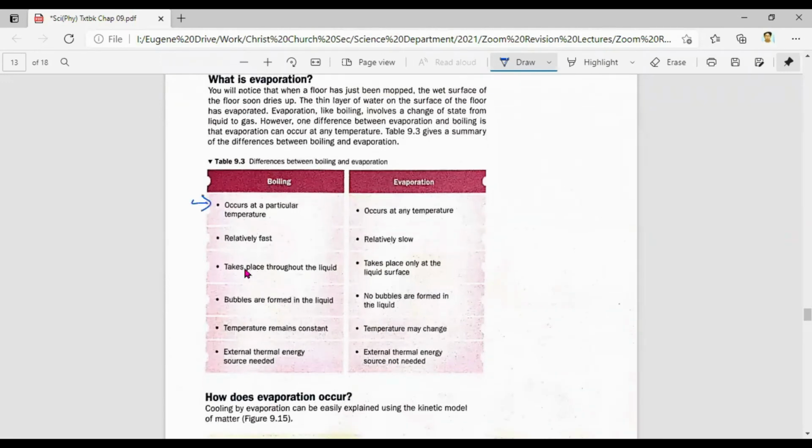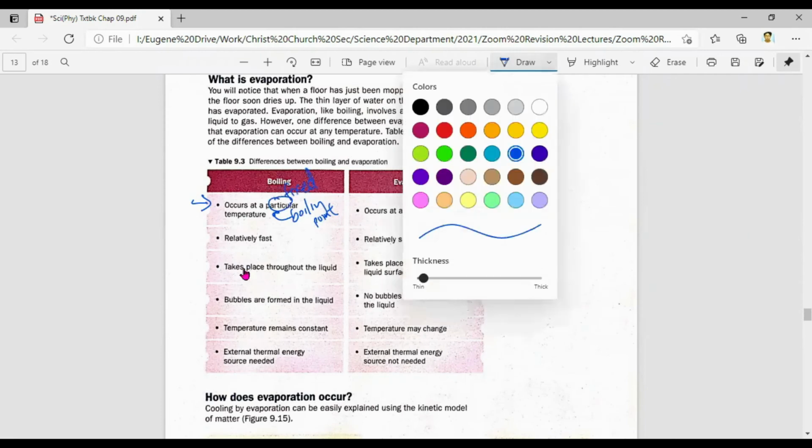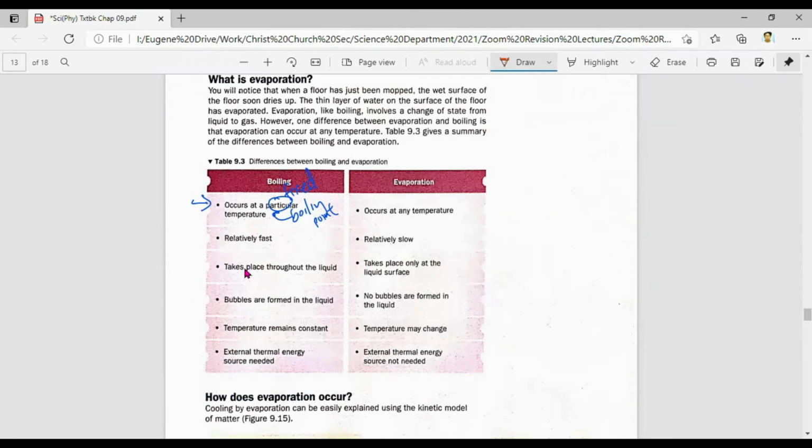One of the key differences between boiling and evaporation is that boiling occurs at a particular temperature, which is the boiling point. The particular temperature actually just means it's a fixed temperature. Whereas evaporation occurs at any temperature. So evaporation occurs in low temperature or higher temperature, it just happens. It's relatively fast for boiling because energy is being supplied there, relatively slow for evaporation. But this one is a side point I think most of you know.